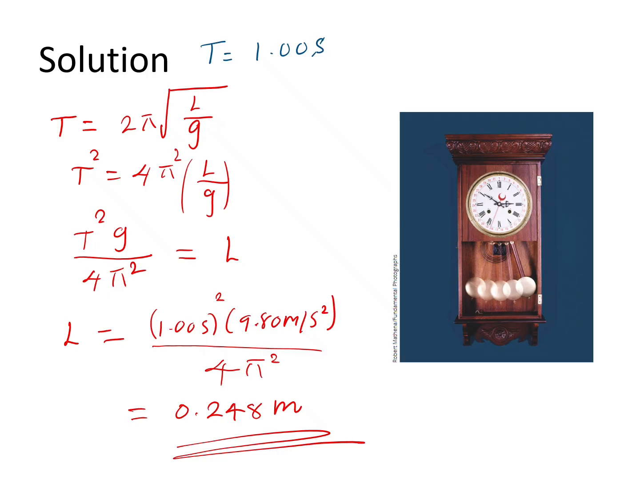The big takeaway from this video is that a pendulum acts like simple harmonic motion only when the angular displacement is small. Gravity provides the restoring effect, and the period is controlled by the pendulum length and the local value of gravity.